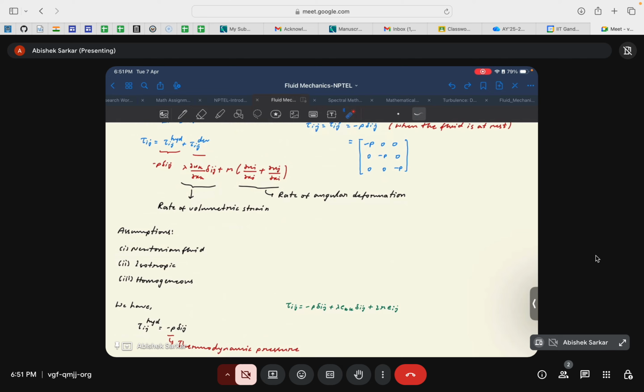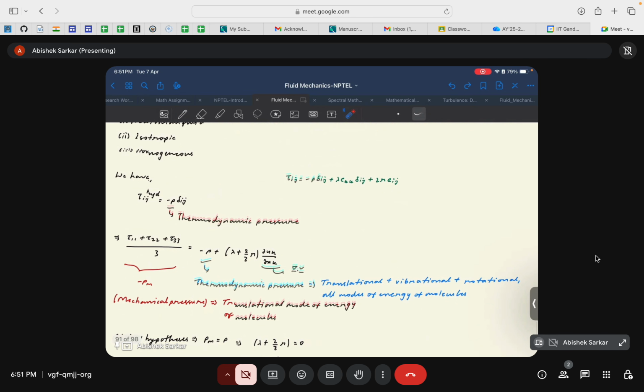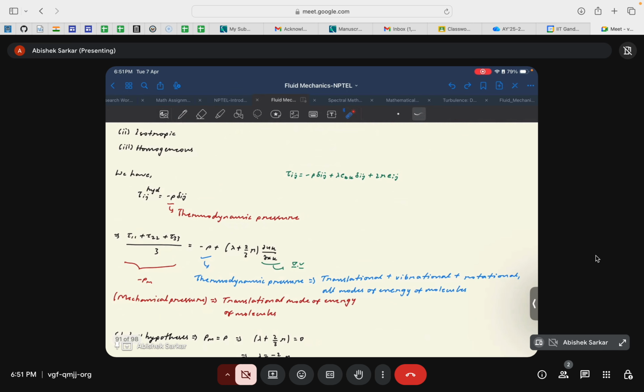Okay, and we divide it by 3, so it becomes 2 mu by 3, which is basically shown here. So we have (tau 11 plus tau 22 plus tau 33) divided by 3 equal to minus p plus (lambda plus 2 by 3 mu) times dou uk by dou xk, which is basically the divergence of the velocity field. Just check whether this is correct or not, and you can try it out. It's very simple. Only consider normal components of the stress tensor.